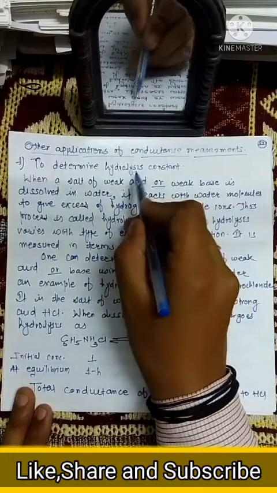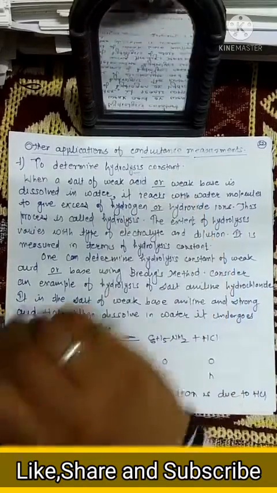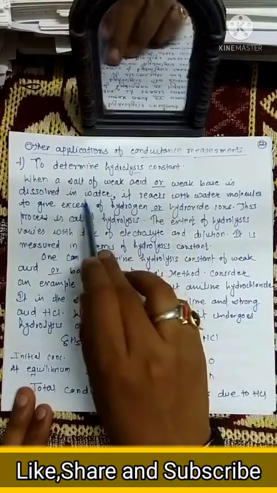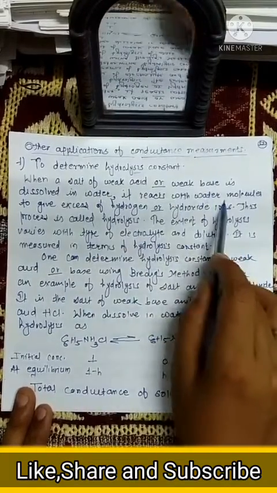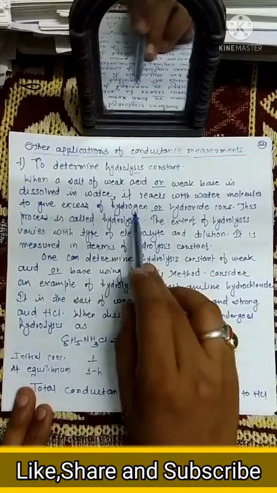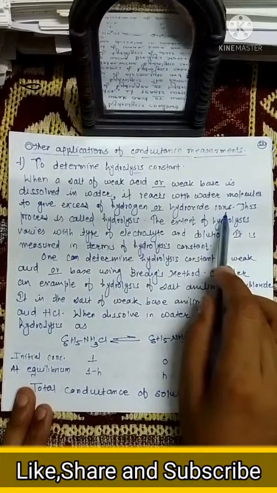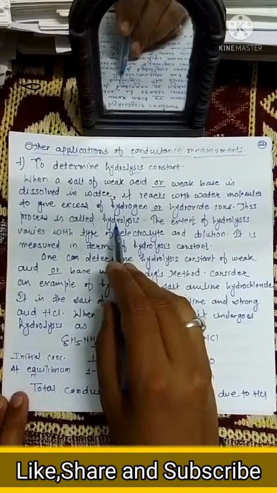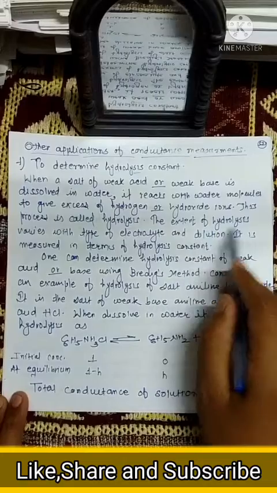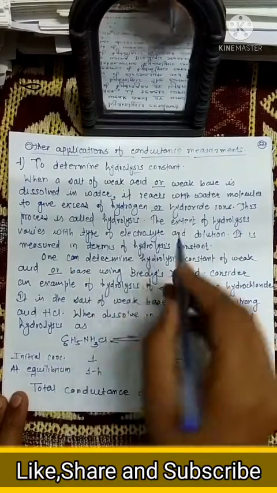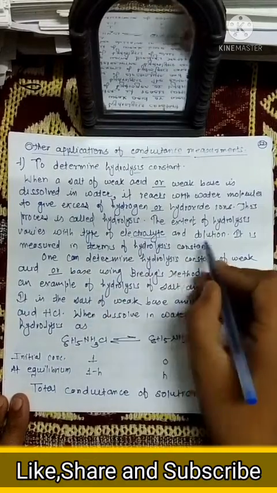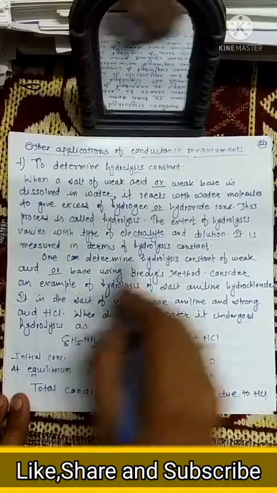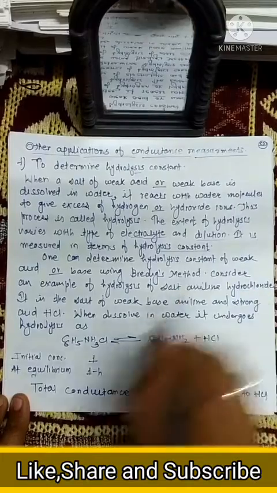First of all, what is the meaning of the term hydrolysis? When a salt of a weak acid or a weak base is dissolved in water, it reacts with the water molecules to give an excess of hydrogen or hydroxide ions. This process is basically called hydrolysis. The extent of hydrolysis varies with the type of electrolyte and dilution. It is measured in terms of the hydrolysis constant.